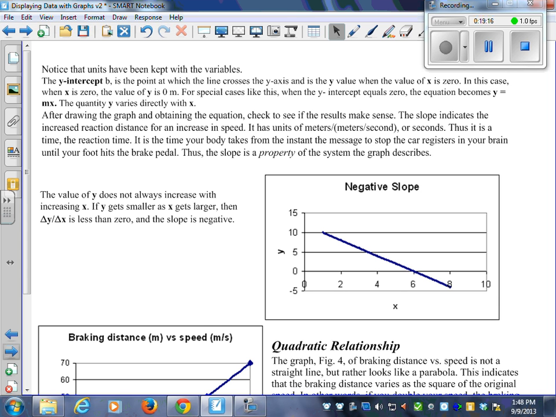After drawing the graph and obtaining the equation, check to see if the results make sense. You're going to be coming up with equations today. The slope indicates the increased reaction distance for an increase in speed. It has units of meters per second.